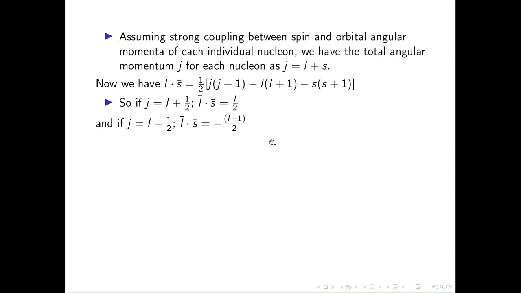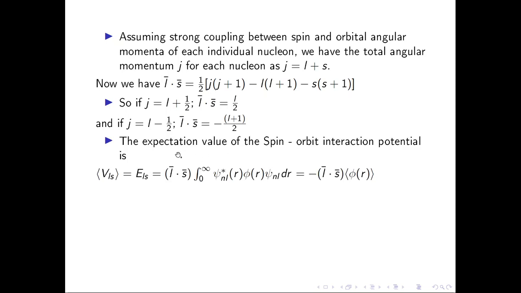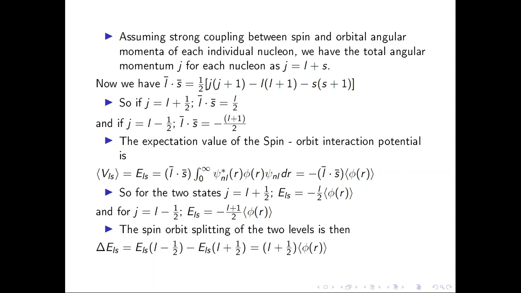What it basically means is that because of the spin orbit interaction, the energy levels split up. The expectation value of the spin orbit interaction potential, which is the correction to the energy eigenvalue because of the spin orbit interaction, can be written as E_LS = <L·S> <φ(r)>, where <φ(r)> is the expectation value of the radial part of the interaction term.